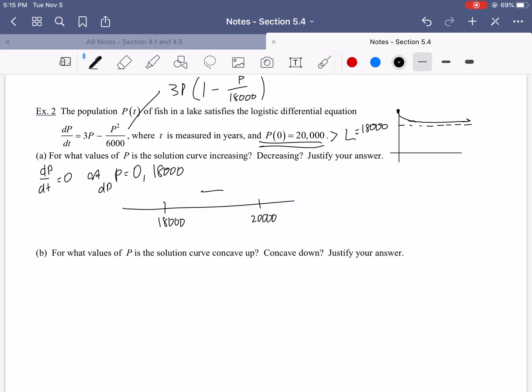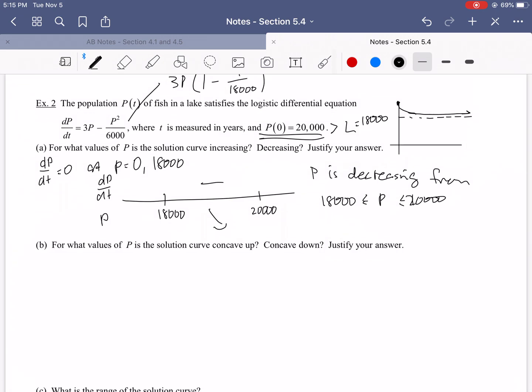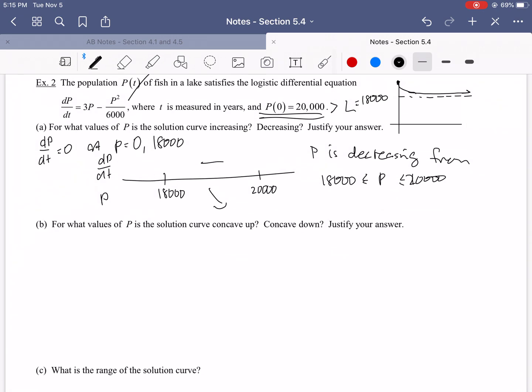And so this is dp/dt. What that's telling me about p is that p is going to be decreasing, so we can say that p is decreasing from 18,000 ≤ p ≤ 20,000. That bears out with what we saw on the graph: the graph is going to quickly decrease back to that carrying capacity. And then for what values of p is the solution curve concave up or concave down?